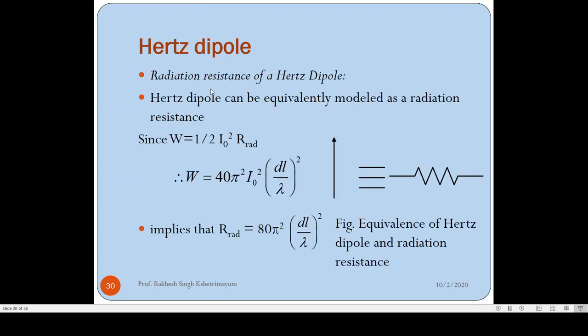You can even find the radiation resistance of Hertz dipole. If you want to find the radiation resistance of Hertz dipole, you equate the total radiated power to half I naught square R radiation. From here you can find out how much is the radiation resistance of the Hertz dipole. So you can equivalently model a Hertz dipole by a simple resistor of value radiation resistance. Radiation resistance is 80 pi square (dl by lambda) whole square. So a simple model of Hertz dipole is a radiation resistance R radiation, which is of value 80 pi square (dl by lambda) whole square.